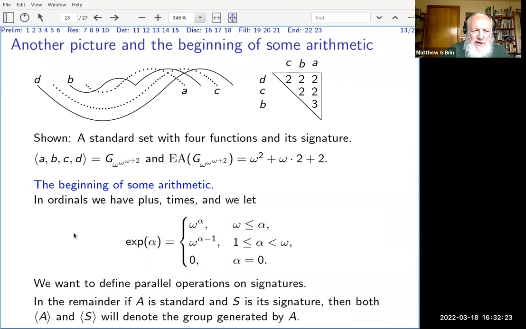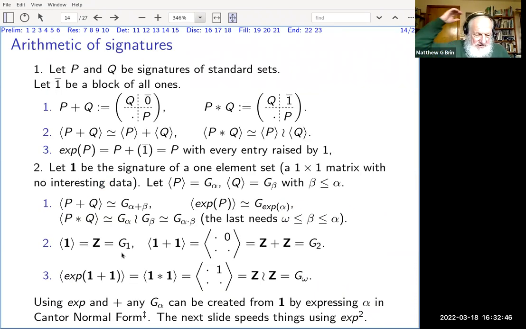Now, the previous slide claimed that the isomorphism type of these groups is completely determined by the signature. So I can talk about the group generated by a set of generators, or I can talk about a group specified by a signature. And I'll do both in the next slide. So here's a bit of arithmetic.